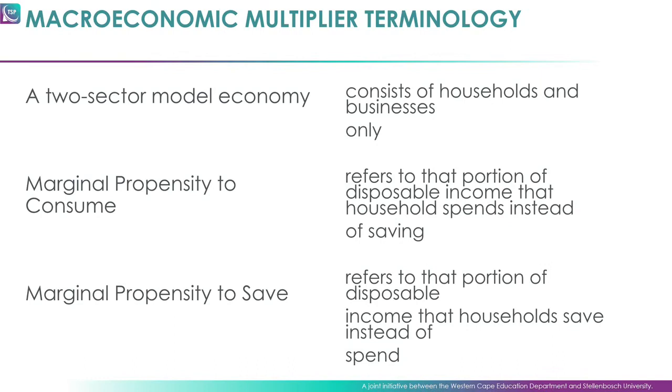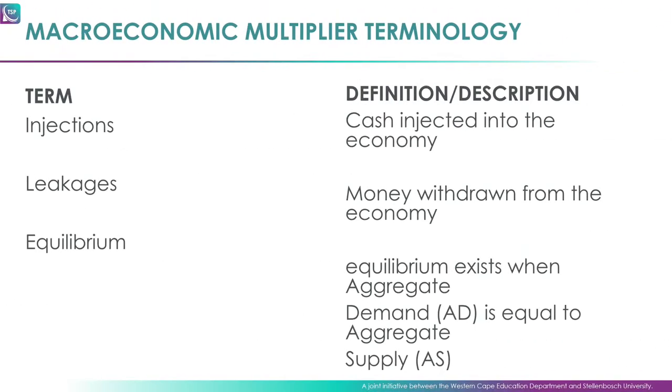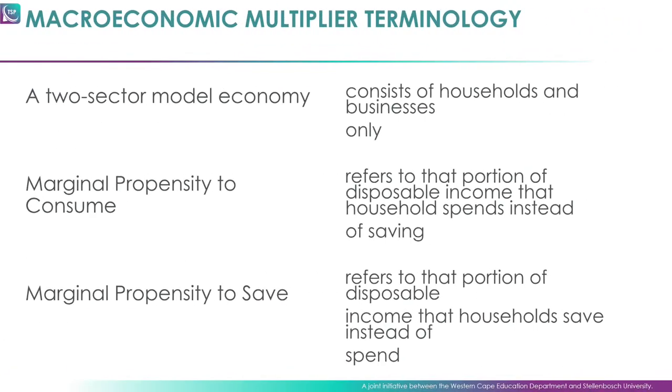Right, so just to go through the terminology one more time so that we understand all of it. We've got injections when money comes in, leakages when money leaves, equilibrium where the one is equal to the other, and a two-sector model consists of households and businesses, no government involved or no government present. Your MPC is that portion of income that is spent. MPS is that portion of income that is saved.